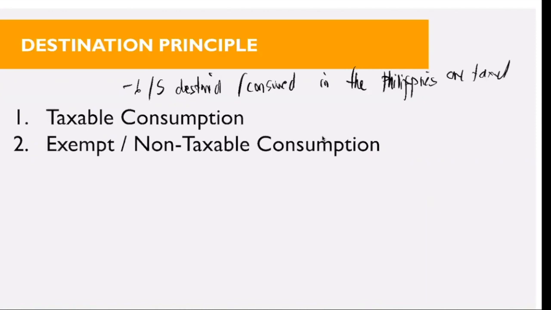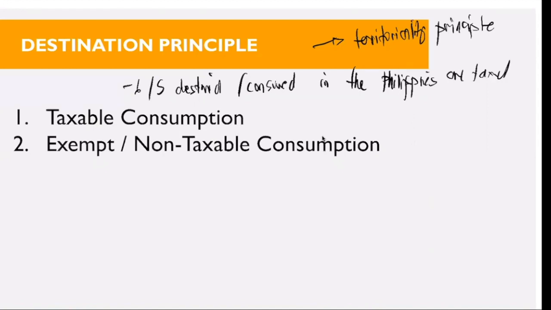Actually, this destination principle is likened to your territoriality. So remember, in your income taxation, you have your territoriality principle, where we will only tax those incomes that are earned within the territory. Now, in your business tax, we have your destination principle. So goods or services that are consumed in the Philippines are taxed. This will help us know which business or which consumption will be taxed here in the Philippines.